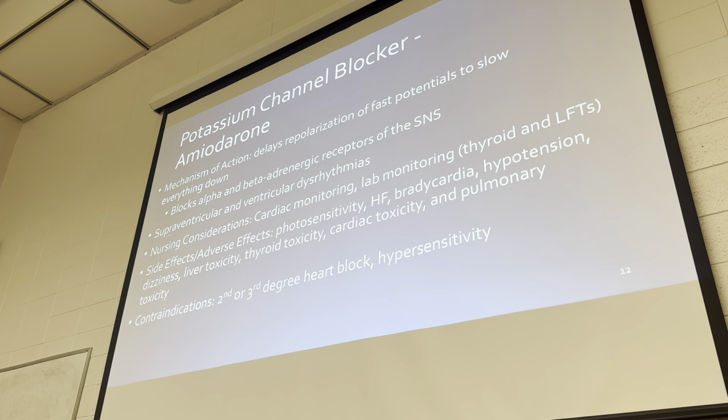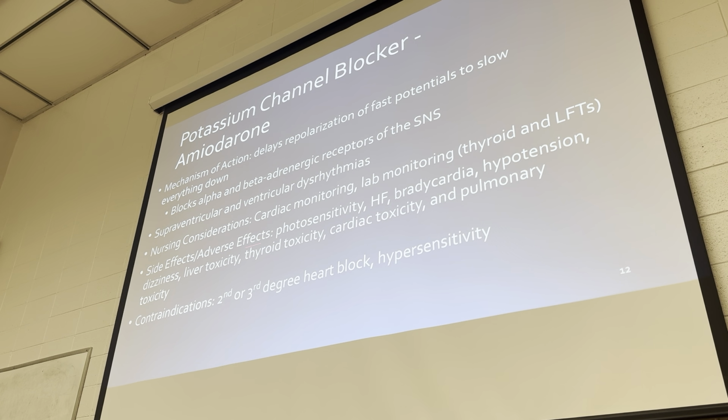This is used for both supraventricular and ventricular dysrhythmias. So you will see it used in code situations when we have a VTAC or a VFib arrest. You will also see it if a person has atrial fibrillation, especially with a rapid ventricular rate, right? So the heart rate's super high with an AFib. Then we need to slow all of that down. You will see this medication used for both of those things. AFib, VFib, VTAC.